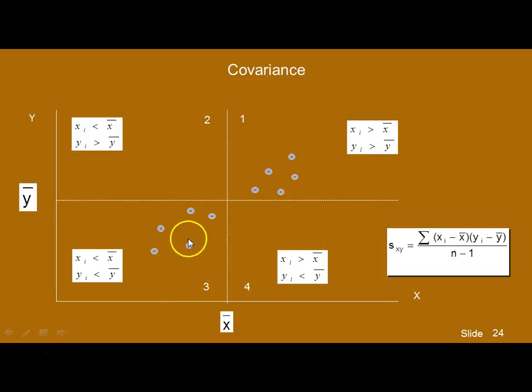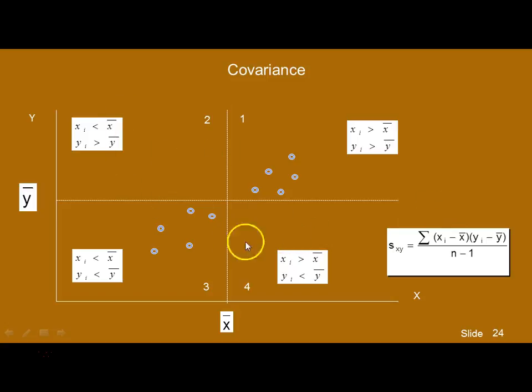Similarly, down in quadrant 3, the X coordinate is less than the mean, and the Y coordinate is less than its mean. So now, both of these deviations would be negative. And of course, if you remember your math, a negative times a negative is a positive. The moral of the story is that when you've got most of your data in quadrants 1 and 3, this numerator is going to be a positive number, and that's why you will get a positive covariance.